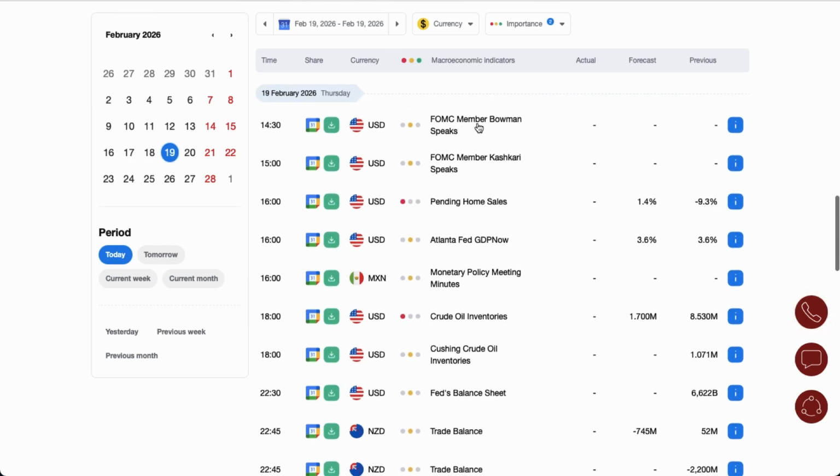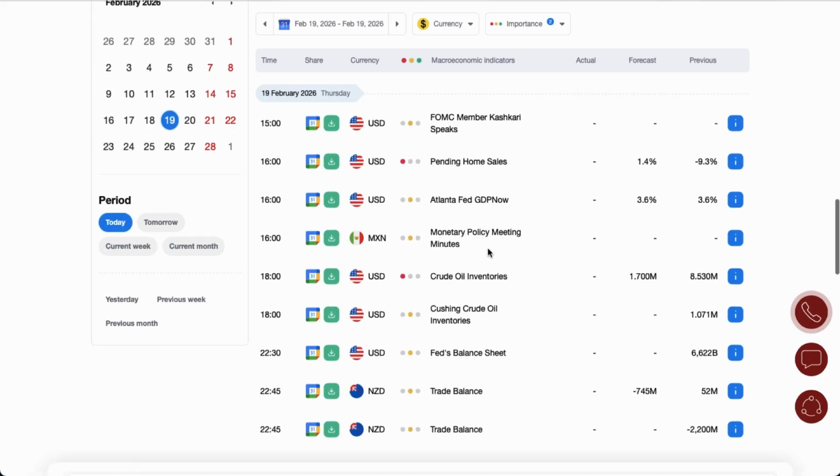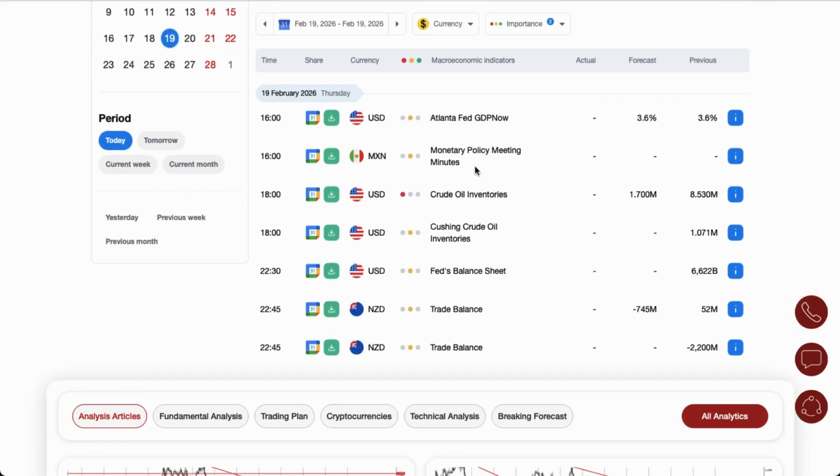FOMC member Bowman will give a speech at 2:30 as well. FOMC member Kashkari will give a speech at 3 o'clock. Pending home sales are scheduled for release at 4 o'clock. Atlanta Fed GDPNow is also scheduled for release at 4 o'clock. And then we have the crude oil inventories scheduled for release at 6 o'clock, and Cushing crude oil inventories.